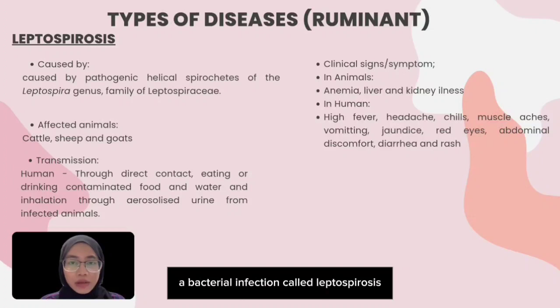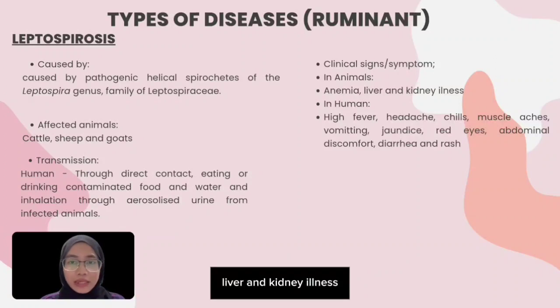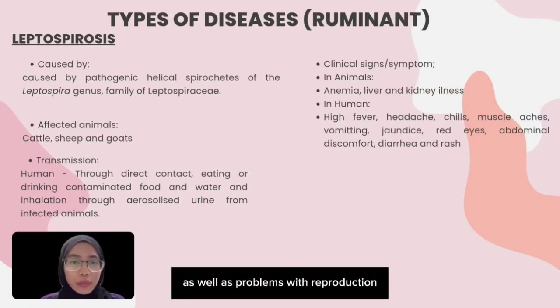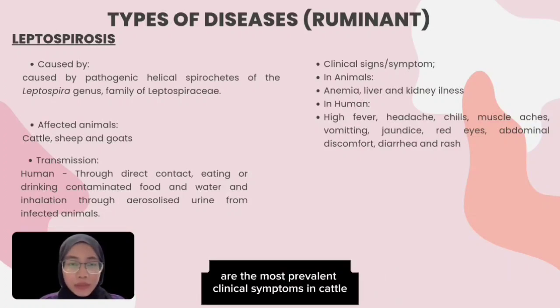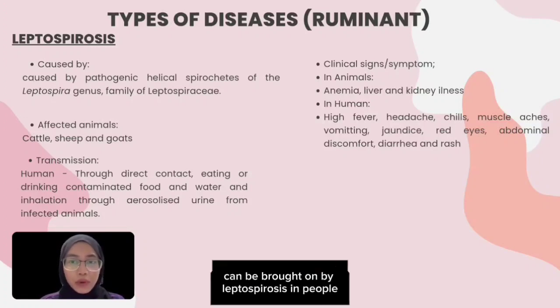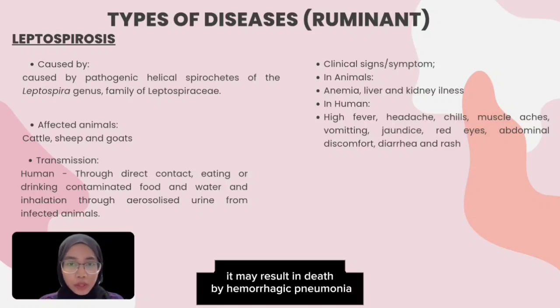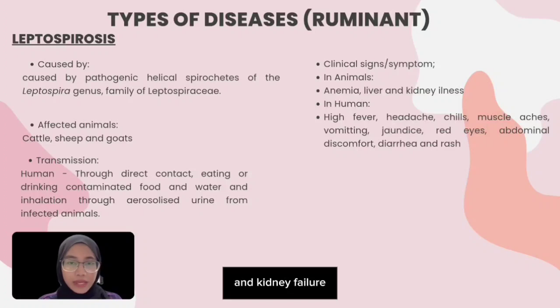A bacterial infection called leptospirosis affects cattle in particular and can lead to anemia, liver and kidney illness, as well as problems with reproduction. Abortion and poor newborn calf health are the most prevalent clinical symptoms in cattle. A wide range of symptoms, including high fever, headache, chills, muscle aches, vomiting, jaundice, red eyes, abdominal discomfort, diarrhea, and rash, can be brought on by leptospirosis in people. In more extreme circumstances, it may result in death by hemorrhagic pneumonia, liver failure, and kidney failure.